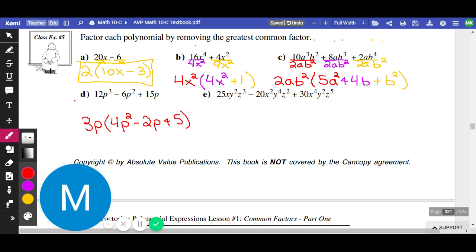Very last one. That was probably the most complex. The biggest number that can divide in all those is 5, I think. The lowest exponent I see on an x is 1. Lowest exponent I see on a y is 2. Lowest exponent I see on a z is 2. So my GCF would be 5xy squared z squared.